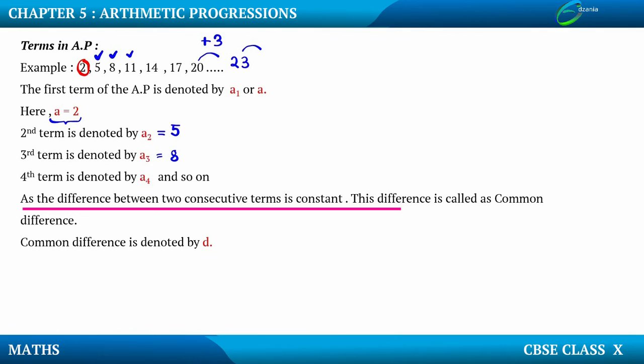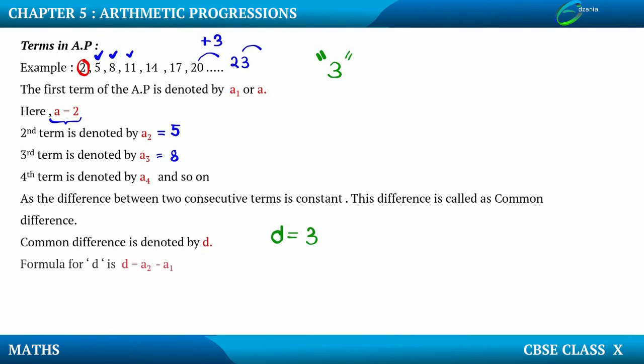Since it is an AP and the difference between two consecutive terms is constant, this difference is called the common difference, and it is denoted by D. The common difference in this case is 3. Whenever I add 3, I get the succeeding number. So 3 is the common difference, denoted by small d. So the value of D is 3.